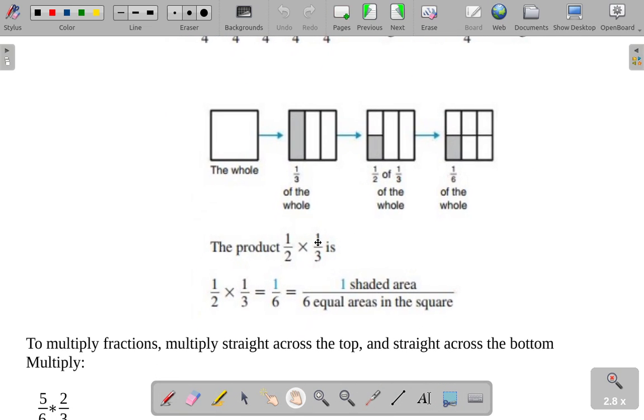Similarly, if we want to talk about taking half of a third, we say, okay, we have a third. We just cut each of those in half. If we take half of the third, you can see that's actually 6 equal parts there, and we only have 1 of them. The actual way that we would accomplish this with the numbers is we would multiply the 1 by 1 to get a 1, the 2 by 3 to get a 6.